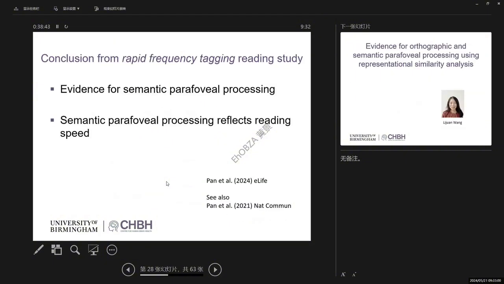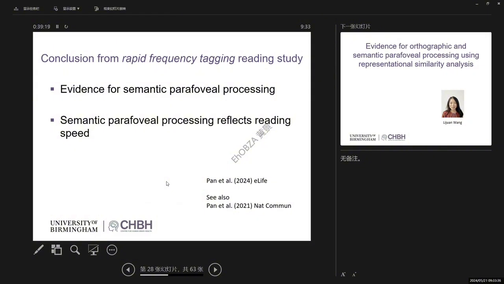So I'm going to conclude the first part of this study, where we have been using this new technique of rapid frequency tagging. So frequency tagging is not new, but using frequency tagging above 50 Hz is. This has now provided evidence for semantic parafoveal processing, and furthermore, this processing is reflecting reading speed. These results are about to come out in eLife. We also have a previous study on this in Nature Communication, where we look into lexical effects in parafoveal processing.